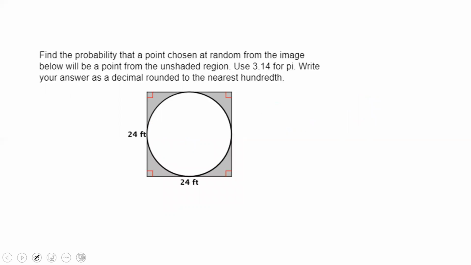What about this one? It says, find the probability that a point chosen at random from the image below will be a point from the unshaded region. Okay, so we want to find the chances that we pick a point inside the circle. Well, that's a square around a circle. Its diameter is 24, as we get right here. So its radius is 12. So we'll have 3.14 times 12 squared divided by 24 times 24, because that's the area of the entire figure.